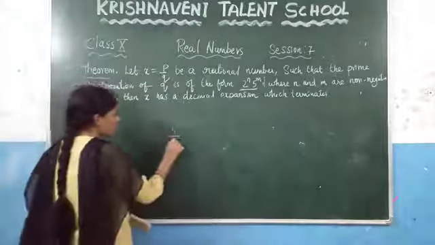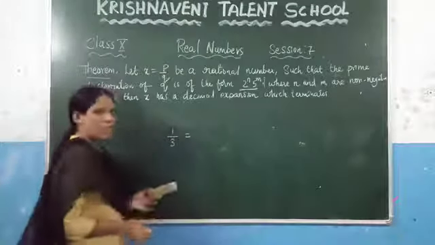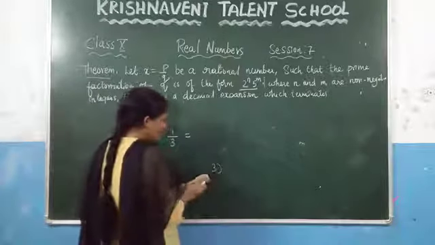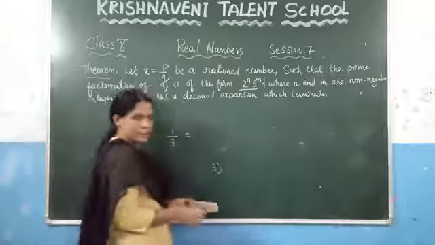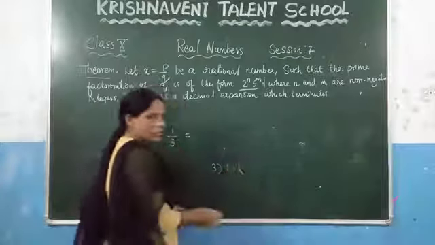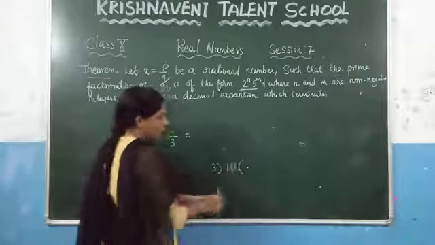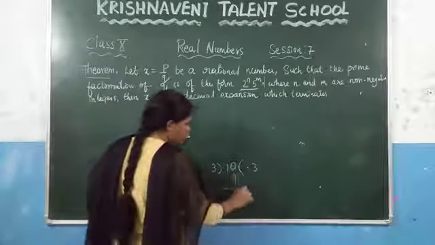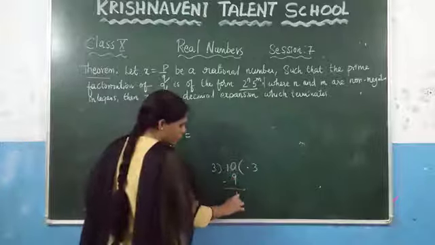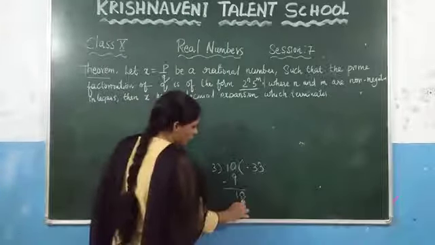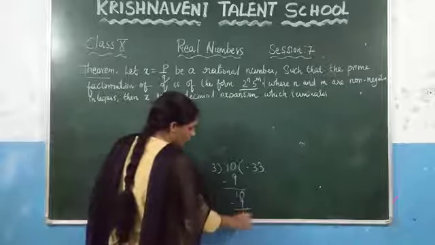Consider 1 by 3 here. What is the value of 1 by 3? Calculate it. You know that it is nothing but 0.3333 and so on. You can calculate here. You need to keep your decimal point. After that, you have to keep 0, and 3 threes are 9. What is the value of 10 minus 9, which is 1?